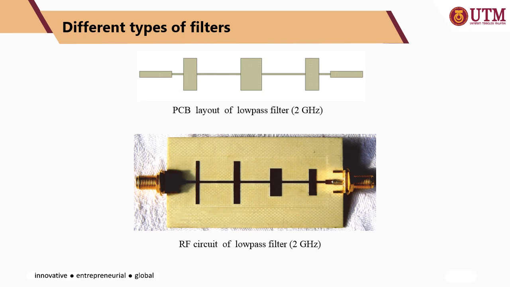Okay, let's see some practical designs of filters. This is an example of a low pass filter, a printed one. This is the design in the simulator, in which the calculation has been performed so that you can calculate the dimension of the structure and also the length of this transmission line. This is the fabricated one, the realized low pass filter, a printed RF circuit.